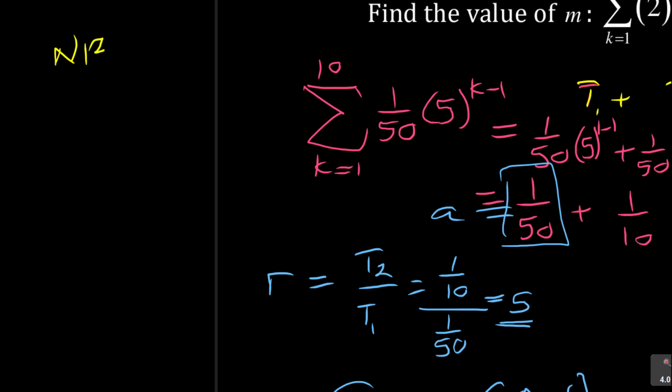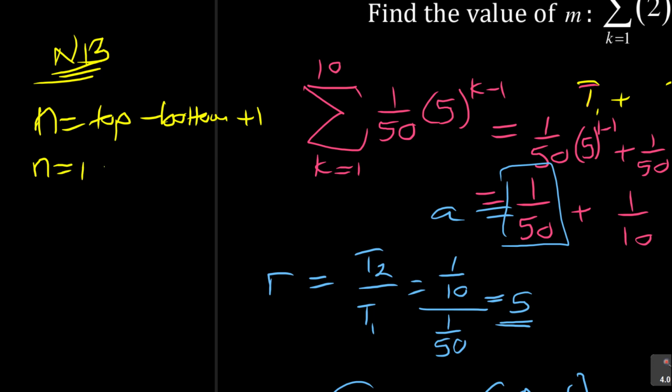NB. Number of terms. How do you find number of terms? Number of terms is what? It's N is equal to top minus bottom plus 1. So N is equal to what is top? It's 10 minus bottom is 1 plus 1, which is equal to 10.